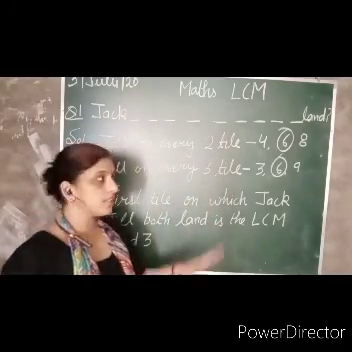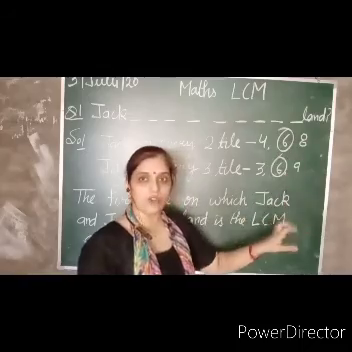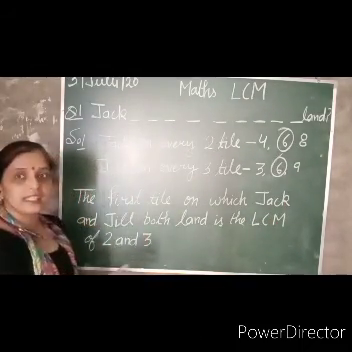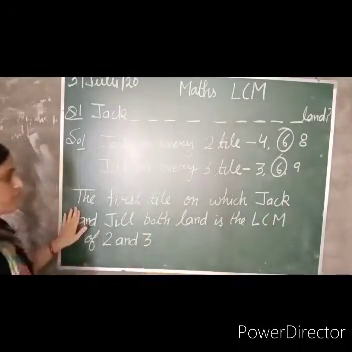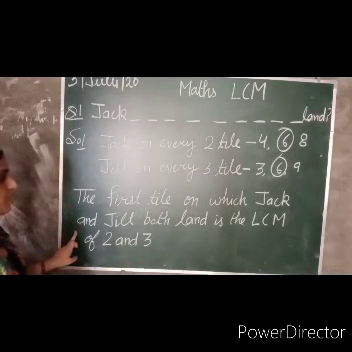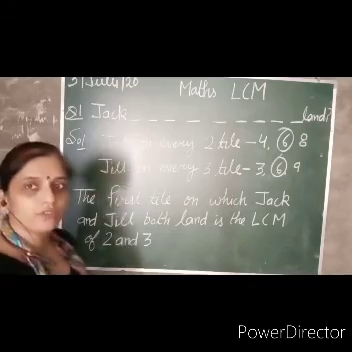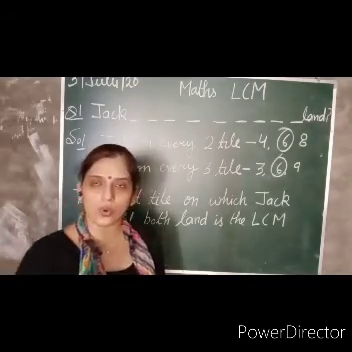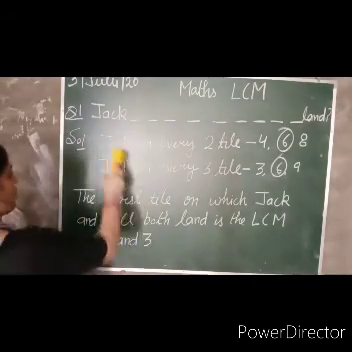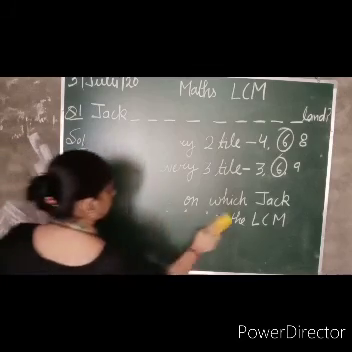We have to find out this. This is what I am telling you orally. Now we will find out how the 6th tile will come. For this, the first tile on which Jack and Jill both land is the LCM of 2 and 3. It means we have to find out the LCM of 2 and 3. Let's find out the LCM of 2 and 3.